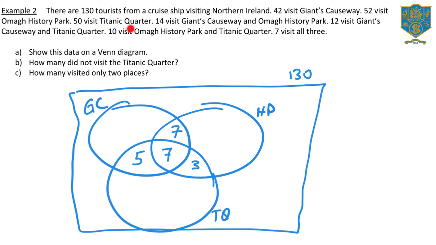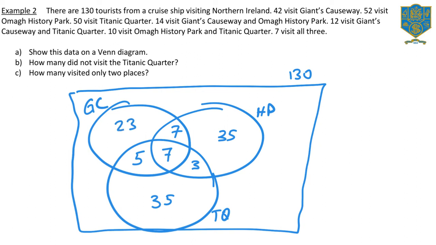So 50 people altogether visit the Titanic. So this whole circle should be 50. So far we've got 15. So then we're going to need 35 in the Titanic part. 52 have visited the History Park. So far we've got 17. So then if we take 17 from 52, we get 35. So 35 people visit only the History Park. And then 42 visit the Giant's Causeway. We've got 19 altogether already in the Giant's Causeway. And to get that up to 42, we need 23 people. So then 23 visit only the Giant's Causeway.